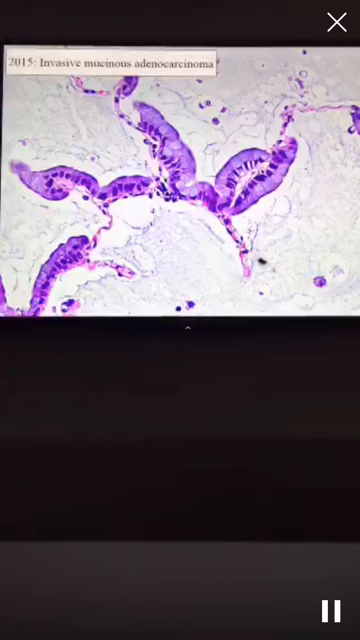Next, please. And this is the new name to give it. Is that clear to everyone? Invasive mucinous adenocarcinoma. Even if you don't see overt invasion, this is still an invasive tumor and behaves really badly. In fact, the picture that I showed you had a fatal outcome. It's a very aggressive tumor.